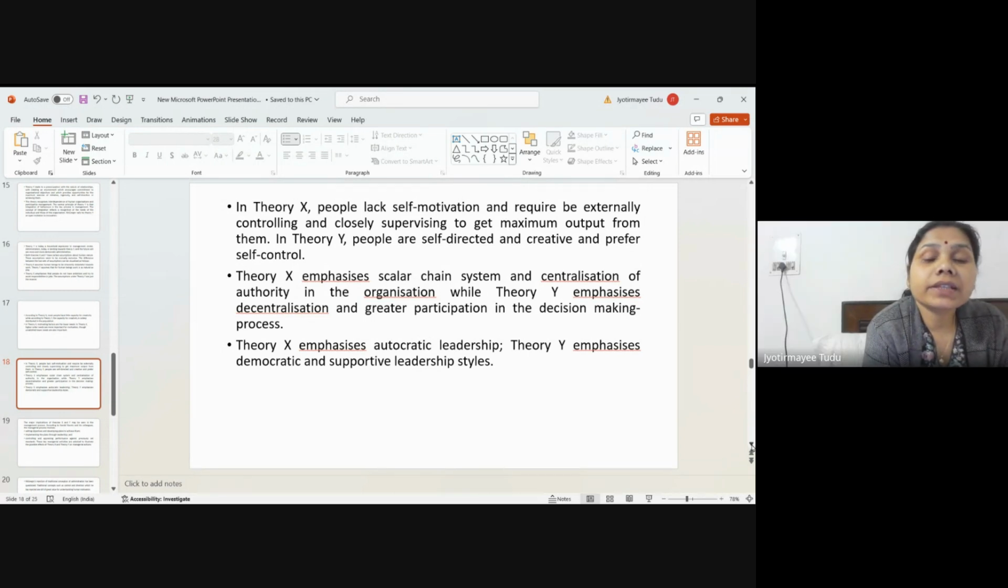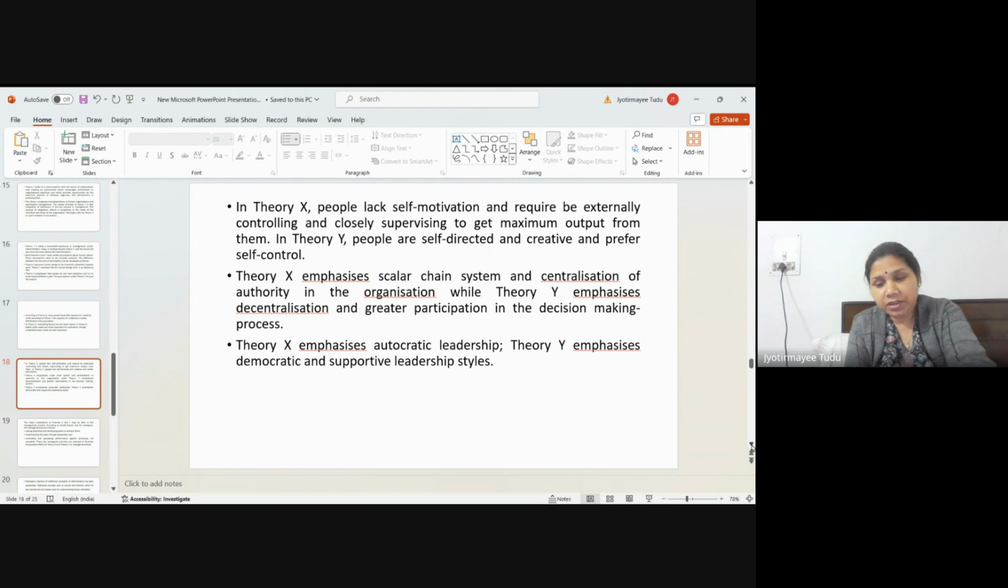Then theory X emphasizes scalar chain system and centralization of authority in the organization, while theory Y emphasizes decentralization and greater participation in decision making. So in that regard, actually theory Y is more democratic, okay, in comparison to theory X. And accordingly, the kind of leadership they are advocating, like theory X emphasizing autocratic leadership and theory Y emphasizing democratic and supportive leadership style.